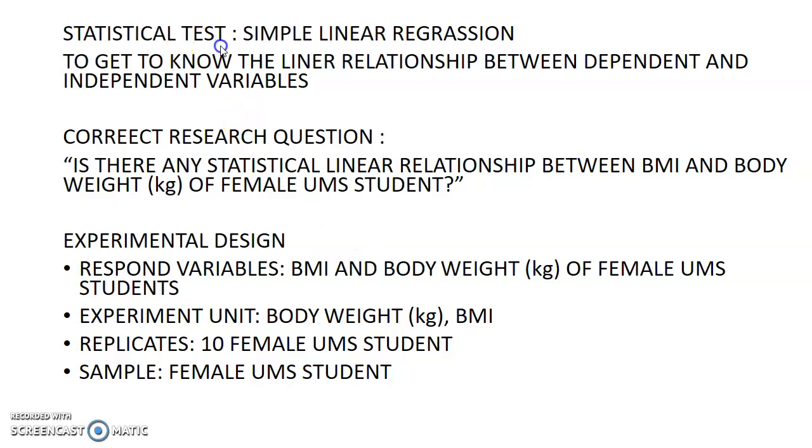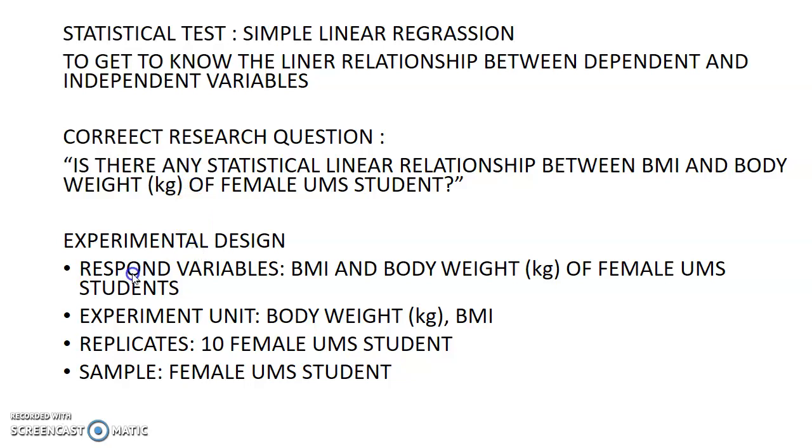This is my question for question number 2. The best statistical test that we can use is simple linear regression, because we want to know the linear relationship between dependent and independent variables. The correct research question that should be asked in this experiment is: is there any statistical linear relationship between BMI and body weight in kilogram of female UMS students?